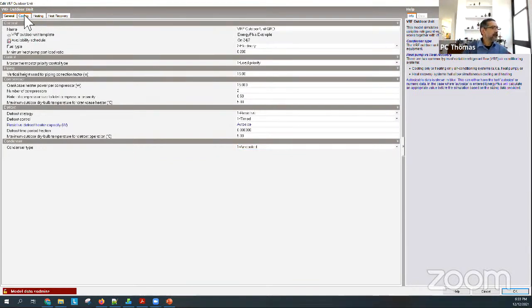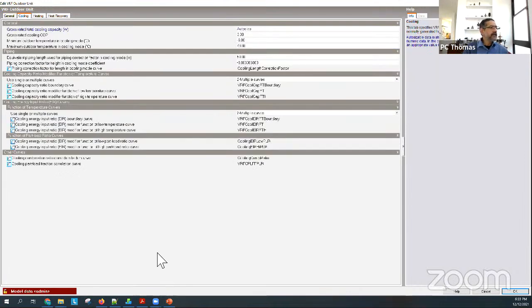If you go to the cooling sheet, you'll find that the size will be auto-calculated. You can change it if you want, but if you don't know the size, it's better to leave it as auto-sized. It will calculate it as it runs. It needs a design COP. What is a design COP? A design COP is at a design condition, and usually there's a laboratory standard design condition. It's called an ANSI standard. At that condition, you want the COP.